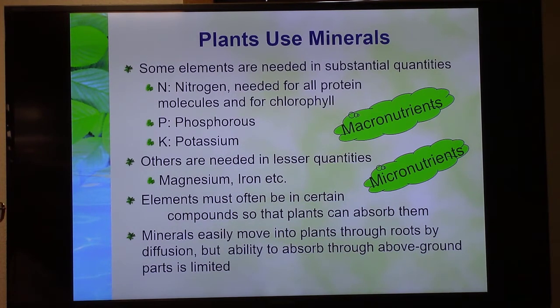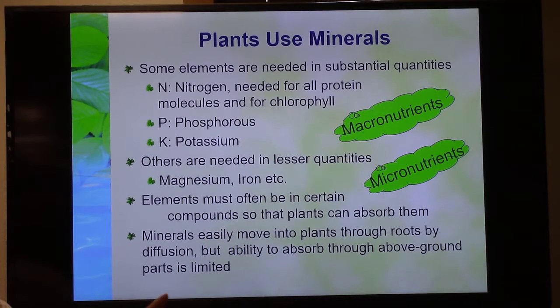Elements must often be in certain compounds, and also pH. The pH of the soil has to be right, or a plant may not be able to absorb it. You probably saw a little chart that showed pH and then different minerals, and the big takeaway from that chart was that you've got to be approximately neutral for most minerals to be available. If it's too acid or too basic, the mineral can be there, but the plant can't use it, can't pick it up. Okay.